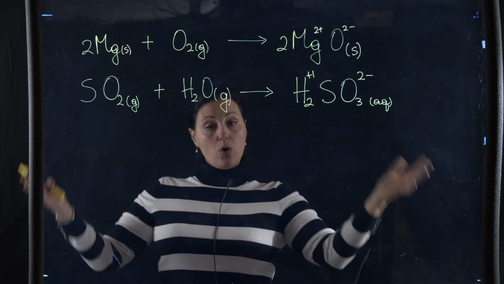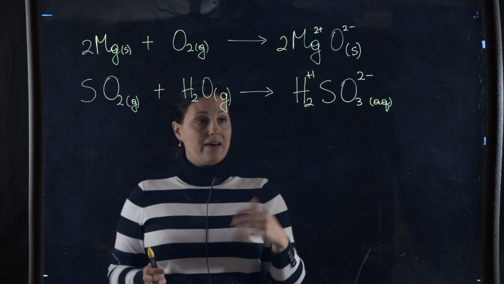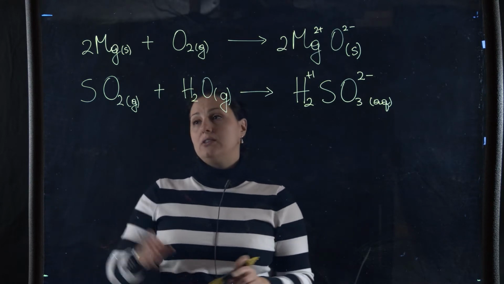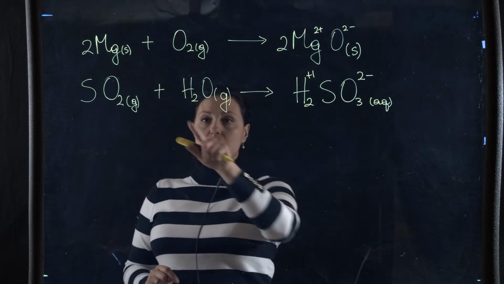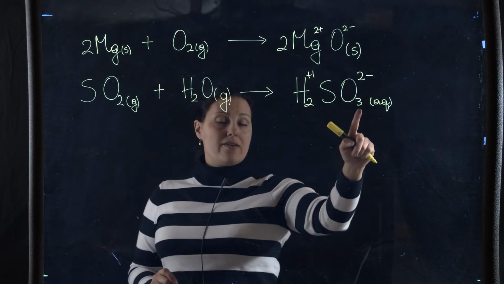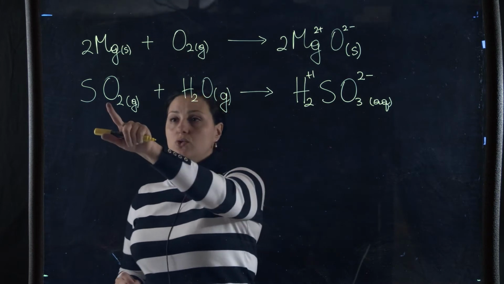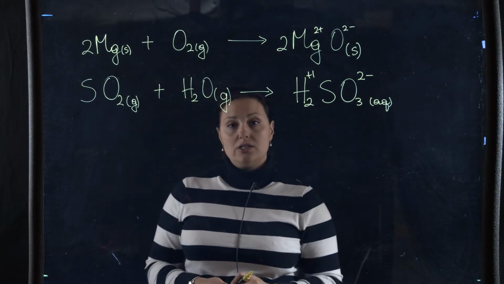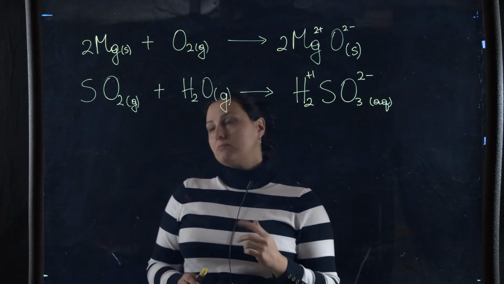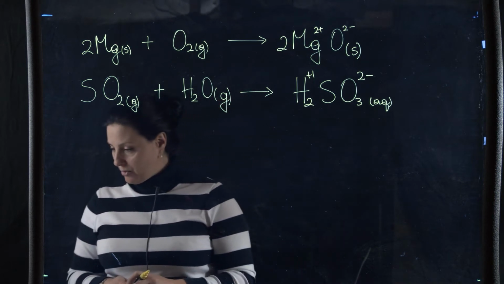Let's take a look at the whole equation to see if we have a balanced chemical equation or not. I have 1 sulfur, 1 sulfur. I have 2 hydrogens, 2 hydrogens. I have 3 oxygens. I have 2 + 1, 3 oxygens. This equation is already balanced. Let's look at example number 3.